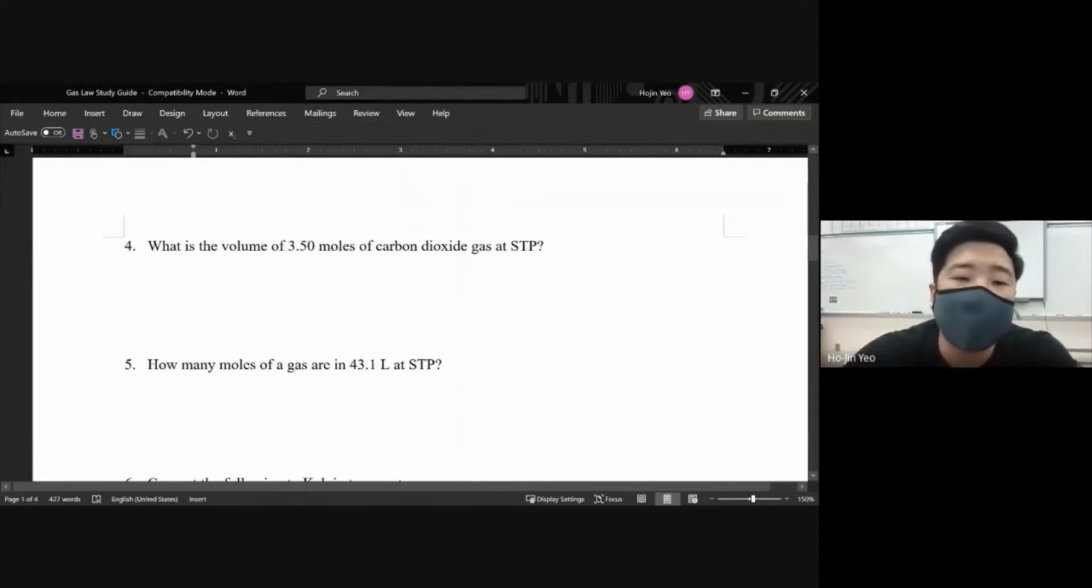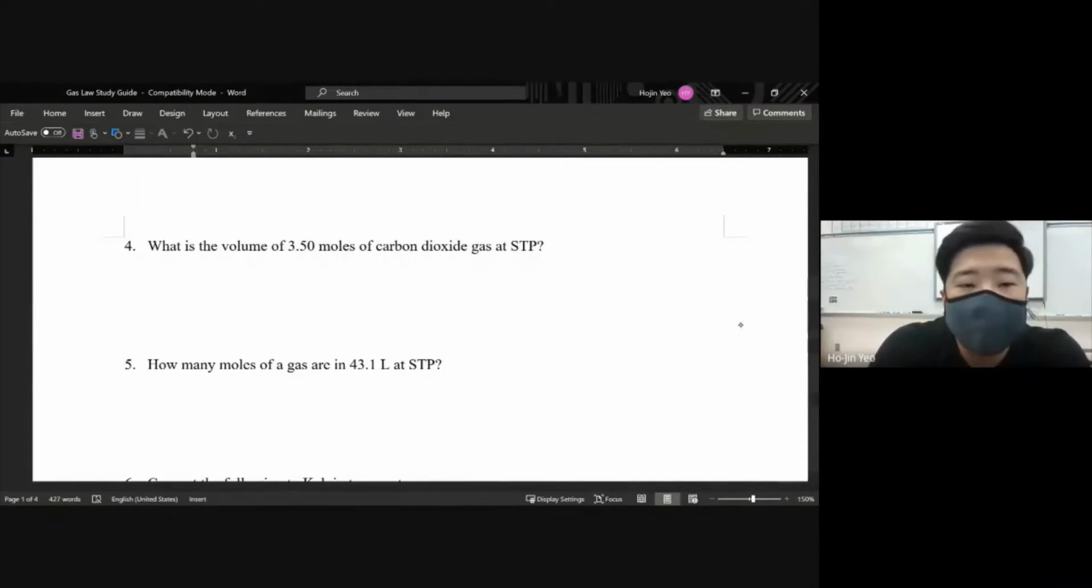Next, we're going to try to figure this out by solving the following. What is the volume of 3.5 moles of carbon dioxide gas at STP? So a couple things: first, write your information down. So I'm going to say write info. So we have n, or mole, is 3.50 mole of CO2.